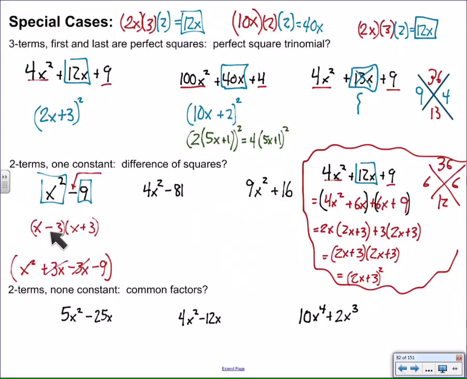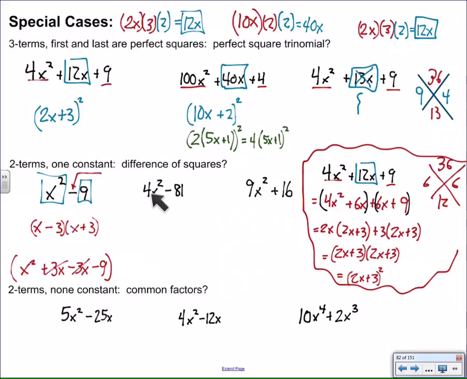Now, if you notice how I FOIL this out, we're going to have x times x for x squared, we're going to have x times 3 for 3x, negative 3 times x is negative 3x, and negative 3 times 3 is negative 9. Look what happens to the middle terms. 3x minus 3x is 0. So that's why with a 0 term, there's no middle term in there because the coefficient was 0, and that's how we know we have a difference of two squares situation.